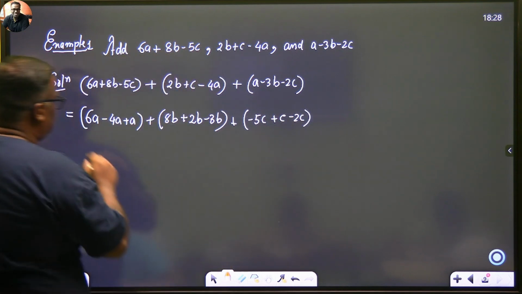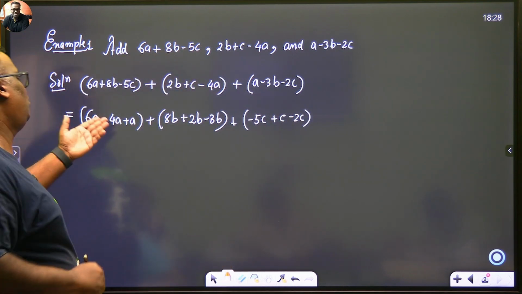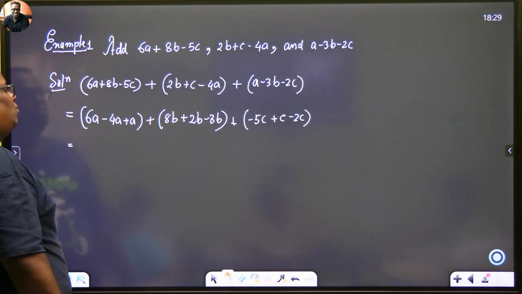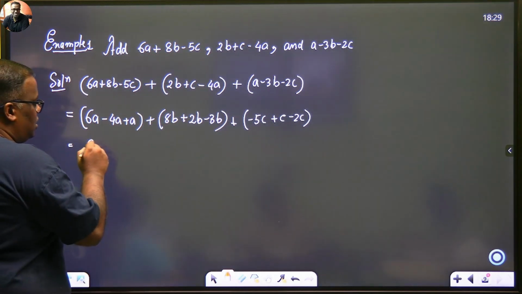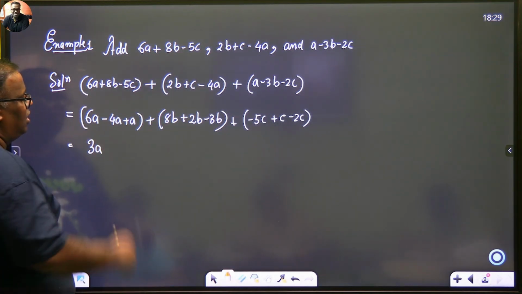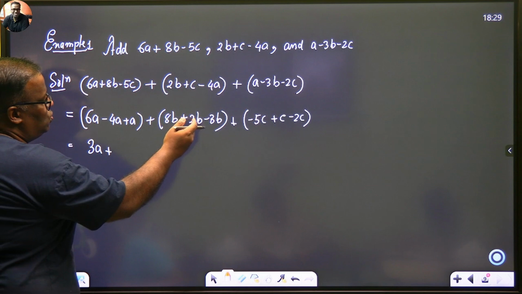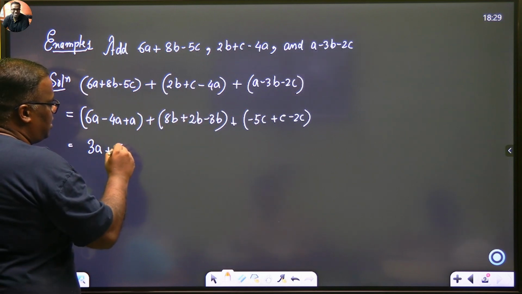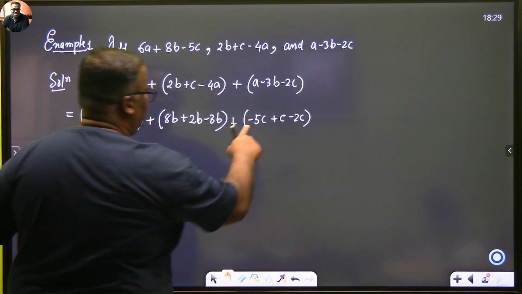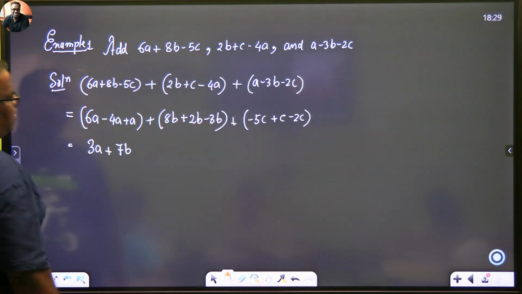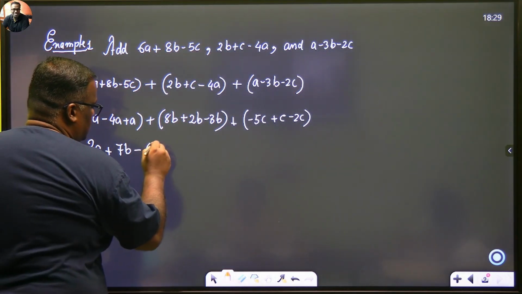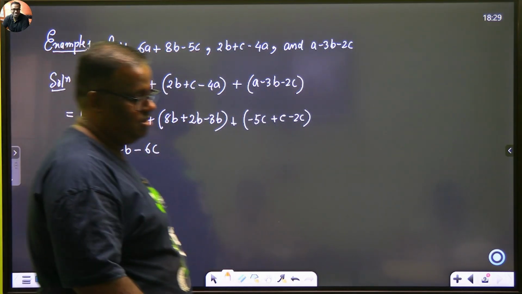My job becomes easy from here. So 6 plus 4 is 10. No, sorry, 6 minus 4 is 2. 2 plus 1 is 3. So this is 3a. Then 8b plus 2b, 10b minus 3b is 7b. And a negative 5 and a negative 2 makes it negative 7 plus 1, negative 6c. That's it. That's my answer.